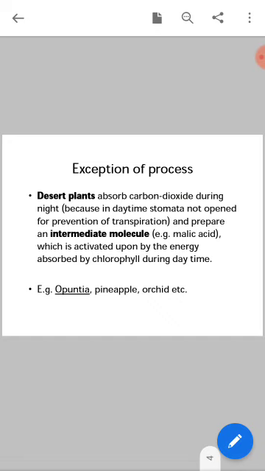Examples of this exception are the pineapple plant, opuntia, and any type of cactus. These are plants that grow in the desert, and they carry out the process of photosynthesis, but in an exceptional way. So this is what the materials required for photosynthesis are, the process and steps of photosynthesis, and the exception that happens in photosynthesis.